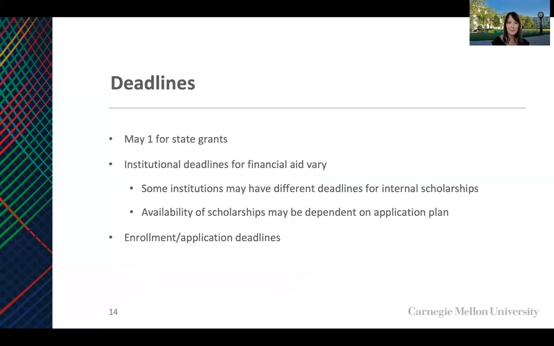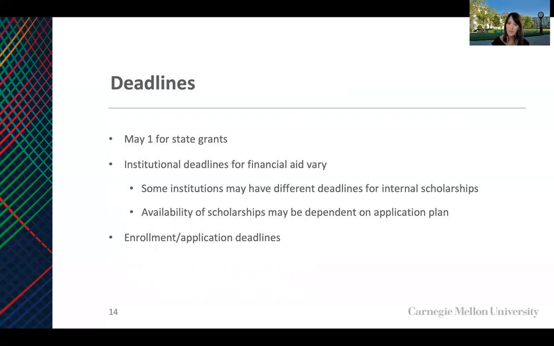Deadline's a big thing to keep in mind. Remember, for all state grants, it's a May 1st deadline. So if your state offers grants, make sure you're adhering to that deadline. Institutions may have different deadlines. Some may have different deadlines for their internal scholarships. And it could depend on if you're applying to a regular decision, an early decision, an early action plan. So just make sure you're checking the deadlines.